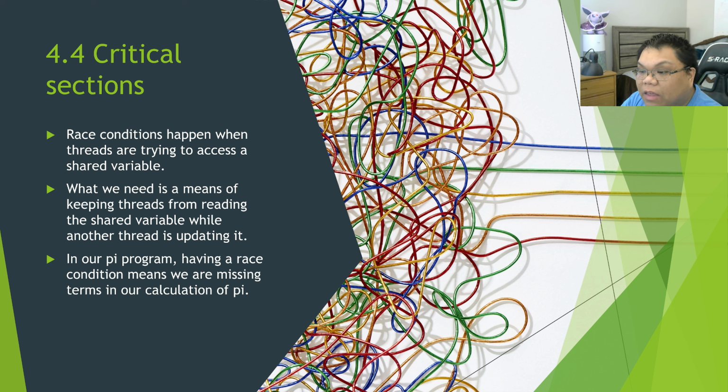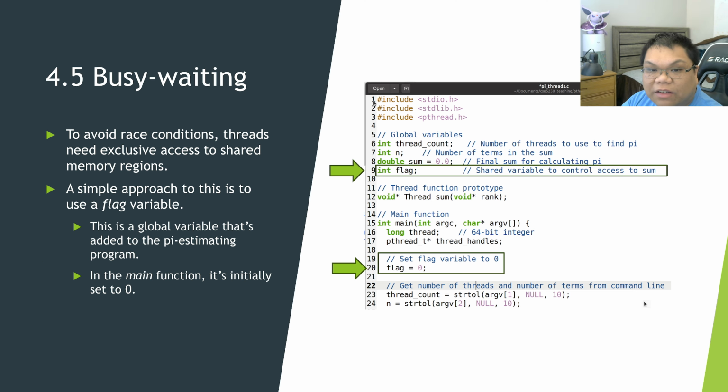In our Pi program, we have a race condition that's resulting in some of our terms and our summation being lost. So that's not good. It means every time we run the program, the value of pi is going to change. That's not good. And this is one of those things that you have to debug when it comes to parallel programming. How do you debug a race condition? So how do you fix it?